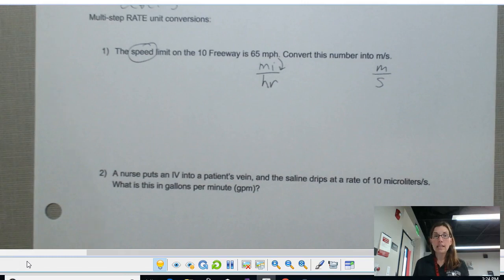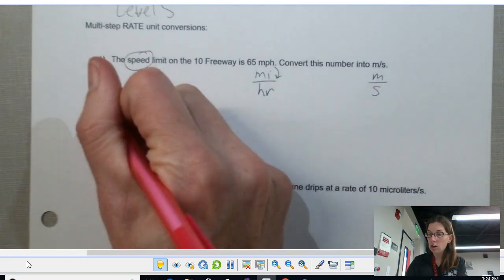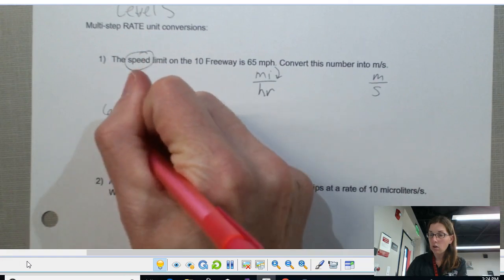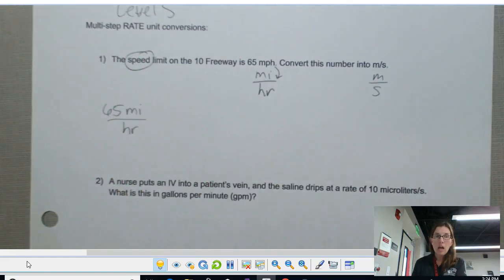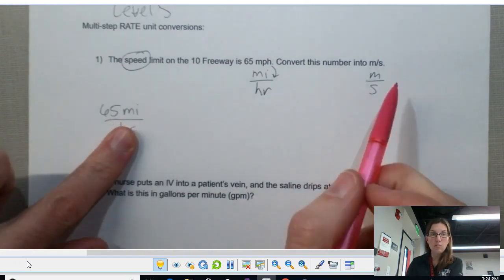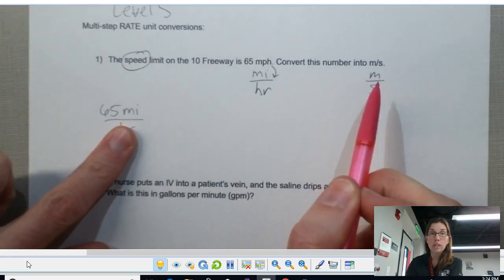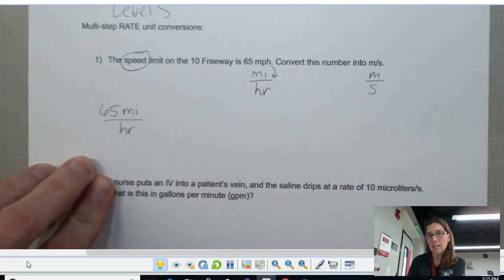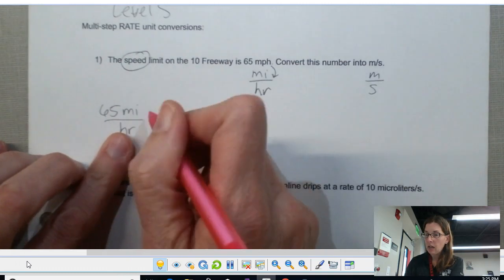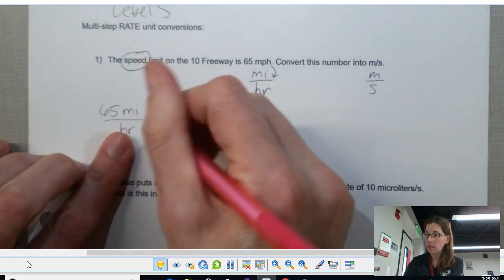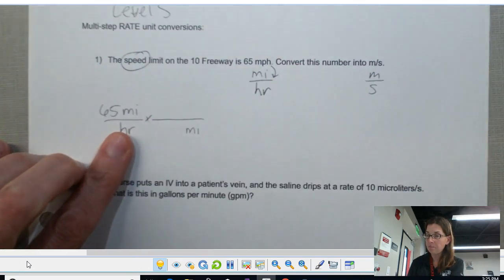Okay, now let's go ahead and set up our conversion factors. So we're going to start with 65 miles over hours. The basic strategy is that we're going to convert miles into meters first. And then when that's done, we're going to convert hours into seconds separately yet together. So watch what I do. I'm going to do times divide, and I'm just going to deal with the miles first. Miles is on the top. I'm going to put miles on the bottom.